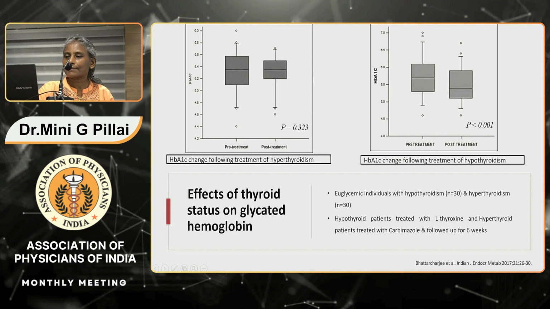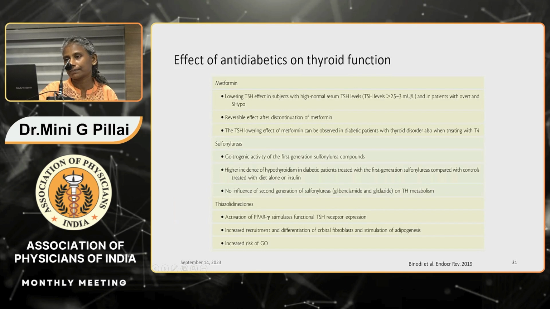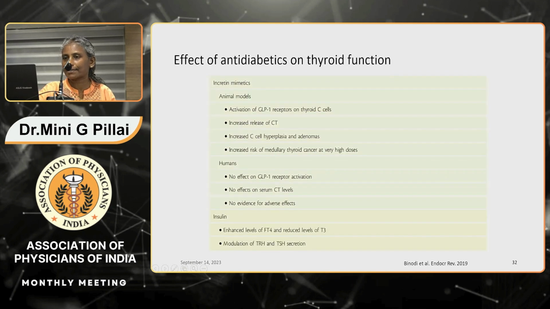And again, this is very interesting. Effect of thyroid status on glycated hemoglobin with treatment. When you treat hypothyroidism, there is a significant improvement in HbA1c, whereas that effect is not seen with hyperthyroidism. Probably this is because the treatment of hyperthyroidism is not as smooth as treatment of hypothyroidism, so glycemic fluctuations also will be more. This we have already mentioned. Effect of metformin, sulfonylureas, thiazolidinediones.